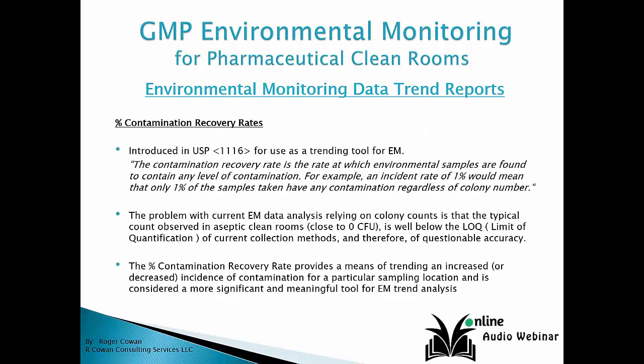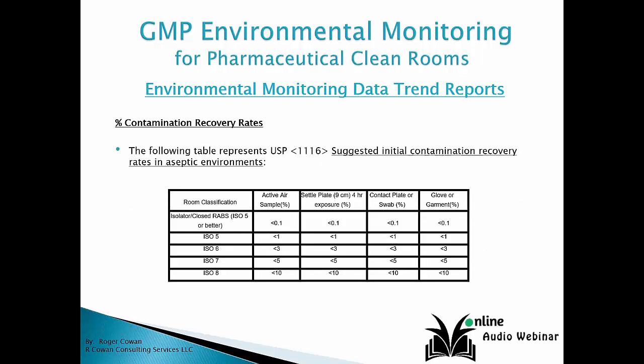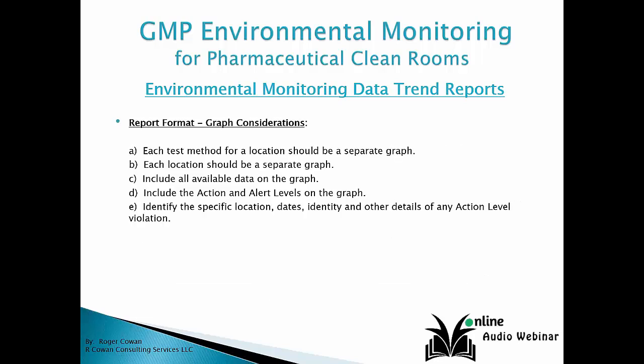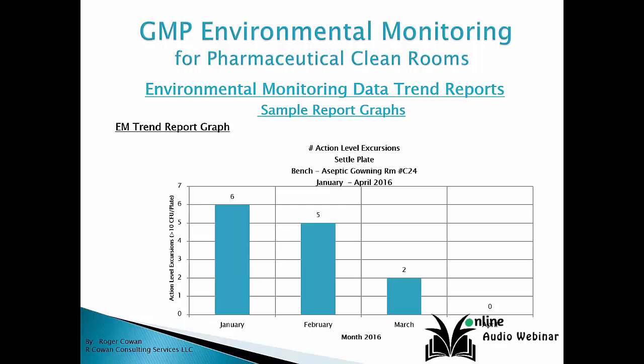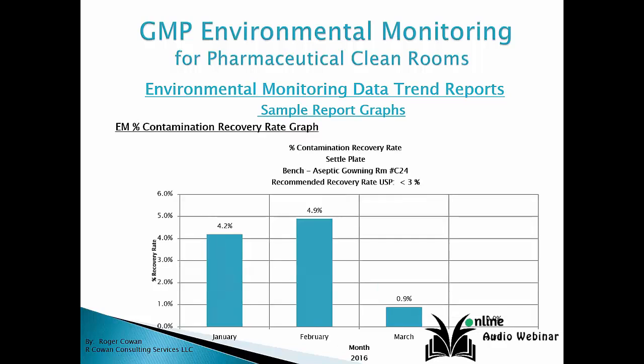Now, there's a new measurement that's been introduced by the USP. This is called percent contamination recovery rates. The USP has a table in it. Here are a few considerations for graphing. Here are some examples that I've put together. And here's another one that compares months of sampling. This one here is the percent recovery rate. This is what we were talking about with the USP.